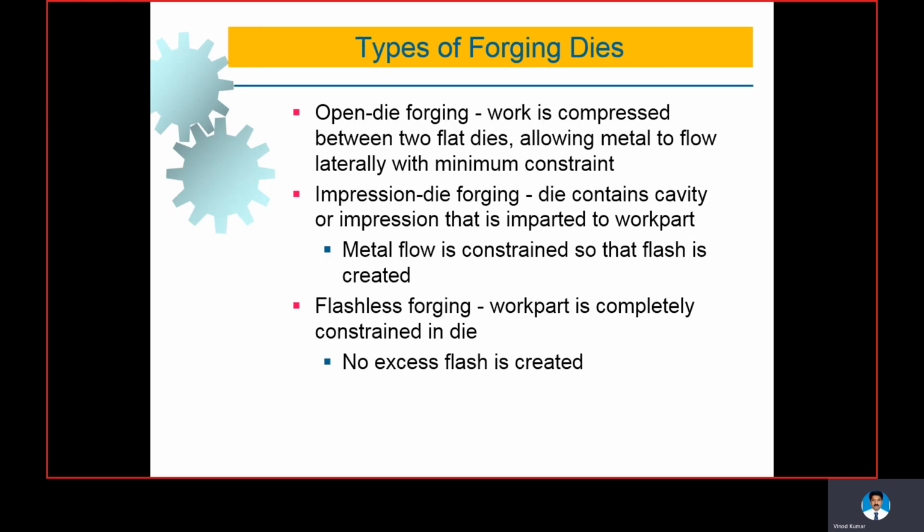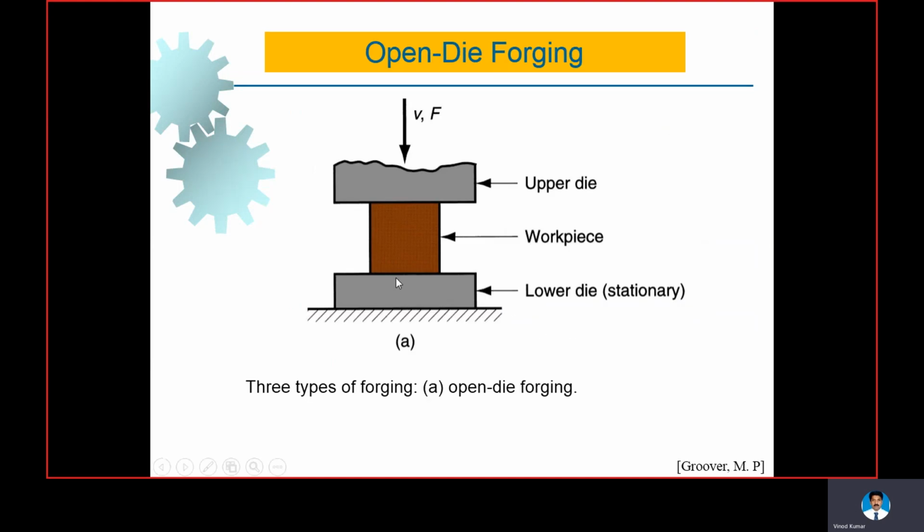In open die forging, the work is compressed between two dies, allowing the metal to flow laterally. Look at that. The workpiece is compressed between two dies, allowing the lateral flow of the material. In forging operations we are applying compressive stress, so the material will get compressed and undergo plastic deformation. The diameter of the material will increase and the height decreases. So there will be a lateral flow of the material, and we have minimum constraint in the lateral direction in open die forging.